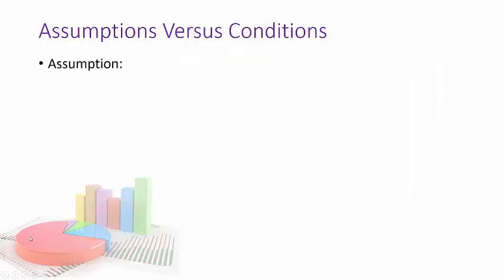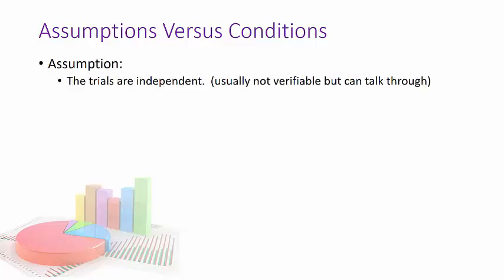So one more thing, when we're dealing with these probabilities, usually we have to deal with assumptions and conditions, and those are 2 different things. When you are doing your response, you need to be able to state what your assumptions are, and in most cases, for what we're doing right now, it's that the trials are independent. Why is this an assumption? I can't verify it. So I can kind of talk through it and say why I think the trials are independent. Now, conditions are required to meet in order to use the models.